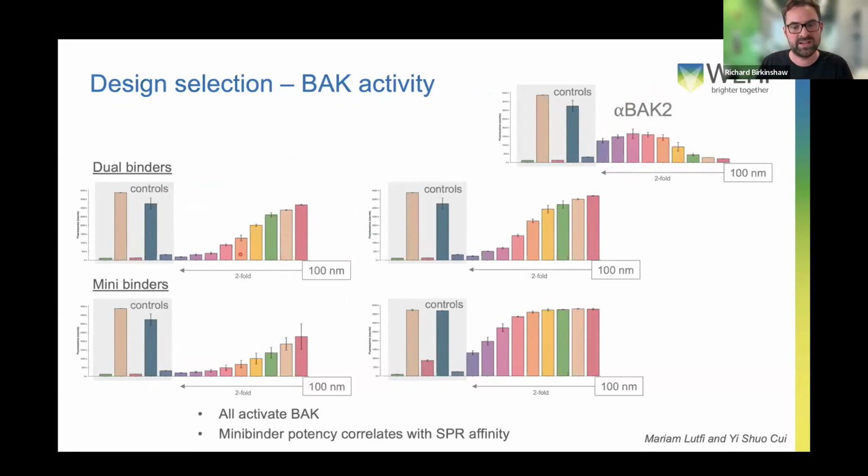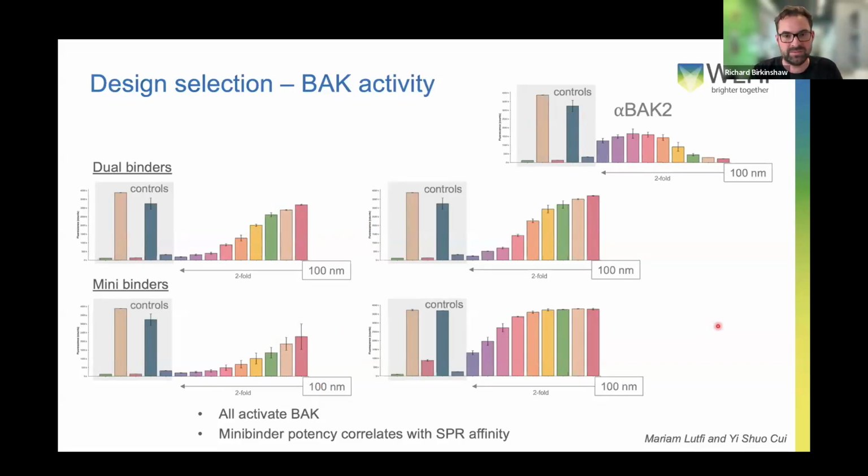With our dual binders, I've now reduced down to just 2 from our initial 11. We could see potent activation, but we didn't really see any inhibition, at least not in this concentration range that we were testing. But it was potent activation for both of them. And the mini binders, we again saw a similar thing, potent activation. We didn't really see any evidence of inhibition. And this nicely correlated with the affinity. So this is the 4 micromolar binder, and this is the 120 nanomolar binder. We see that that is more potent than the weaker binder, which was quite reassuring.